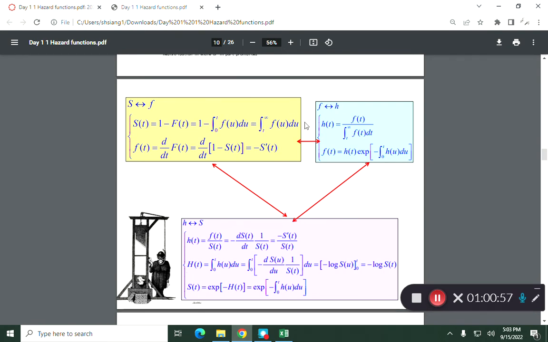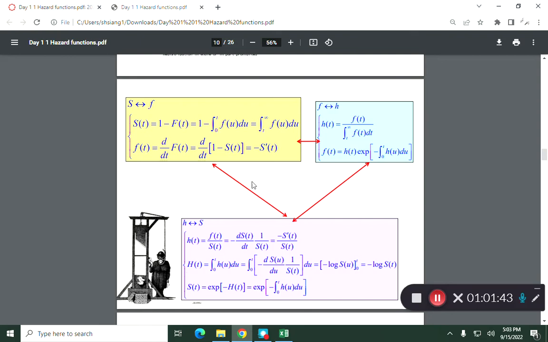So if this is the function, then turn around. What is the PDF? The PDF is the derivative of my capital F(t), which is the derivative of 1 minus S(t). For 1 minus S(t), the derivative of the one part is 0, and the negative stays, and then S(t) is this. So you know that the negative slope of my survival function equals my PDF, right? Because the PDF is this guy.